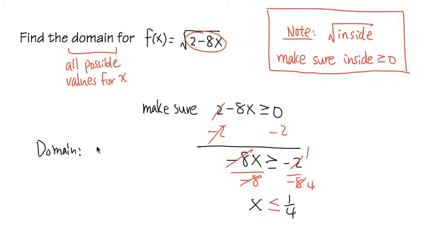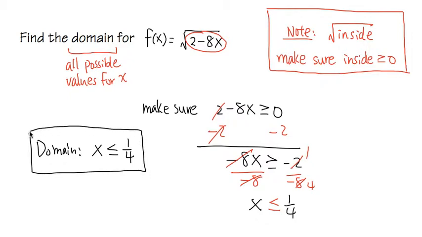Domain for the function, you can just write this as the inequality, x is less than or equal to 1 over 4. So this will be okay for the domain. That's it.